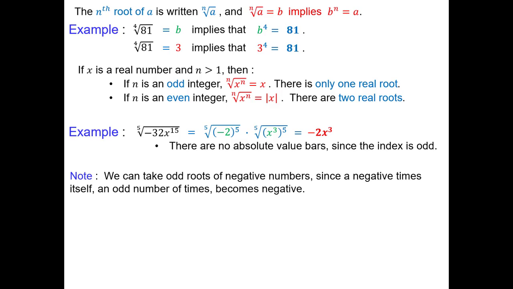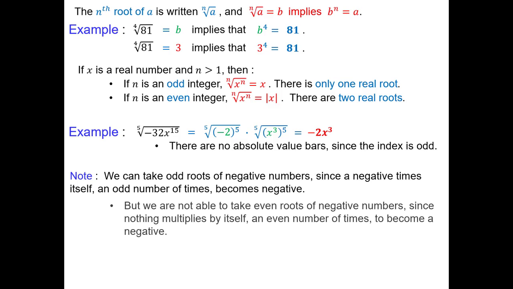When we can take odd roots of negative numbers, since a negative times itself an odd number of times becomes negative. Just think about the cubed root of negative 1. The answer is negative 1 because that's what multiplies 3 times to get negative 1. We just can't take even roots of negative numbers.